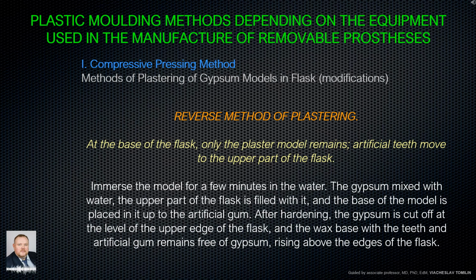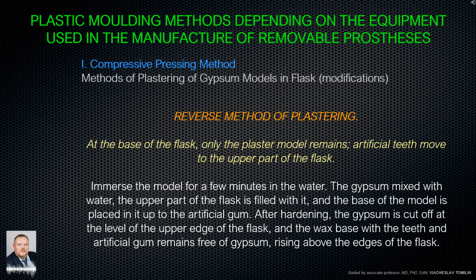Plastic molding methods depending on the equipment used in the manufacture of removable prostheses. First, the compressive pressing method. Methods of plastering of gypsum models and flask modifications. Reverse method of plastering. At the base of the flask, only the plaster model remains. Artificial teeth move to the upper part of the flask.